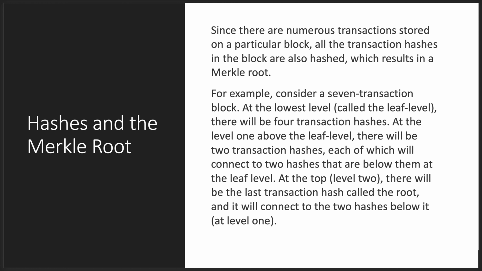So for example, with a 7 transaction block, the lowest level, the leaf level, would be 4 transaction hashes. And as we move through that, we're going to see how all those hashes connect to each other. So there will be one last transaction hash called the root, and it will connect to the 2 hashes below it at level 1. So there's a lot of things that go along with that hashing process. Again, lots of math here. So this may not be your thing, but just understand that there are numerous transactions stored in the block, and that all the transaction hashes in the block are also hashed.